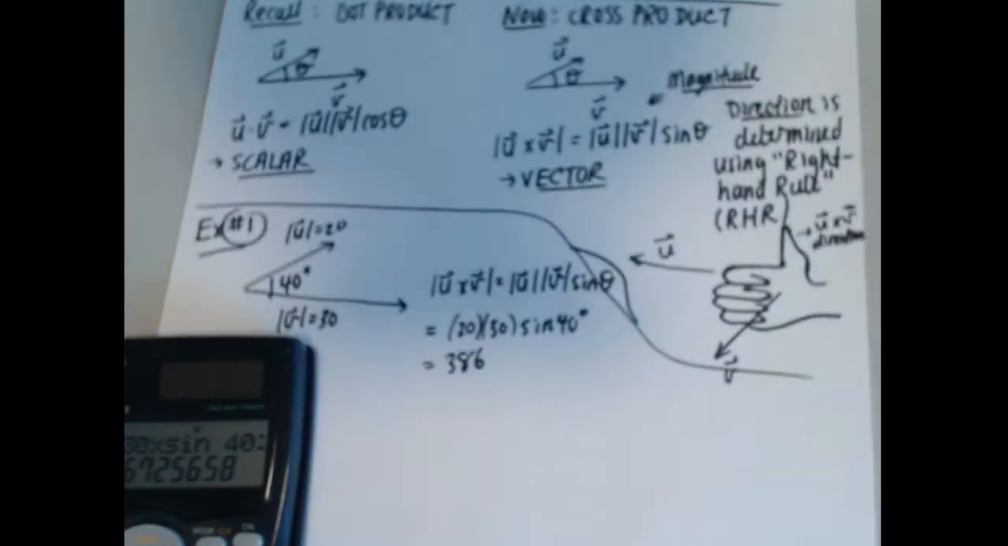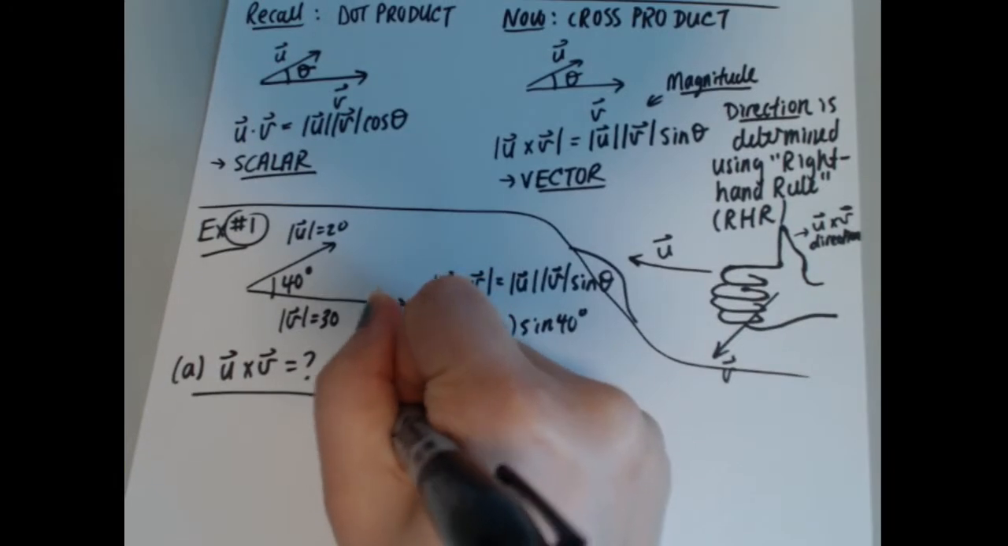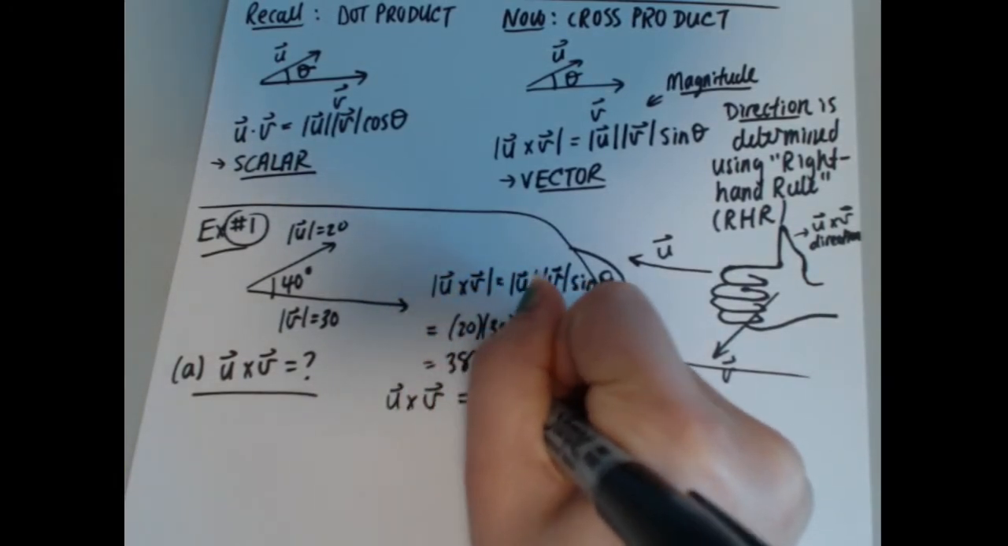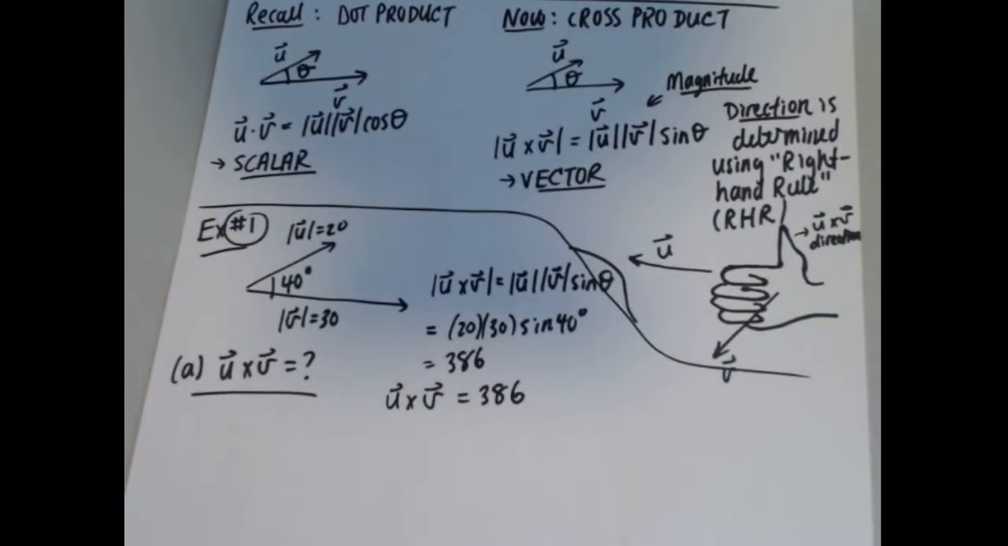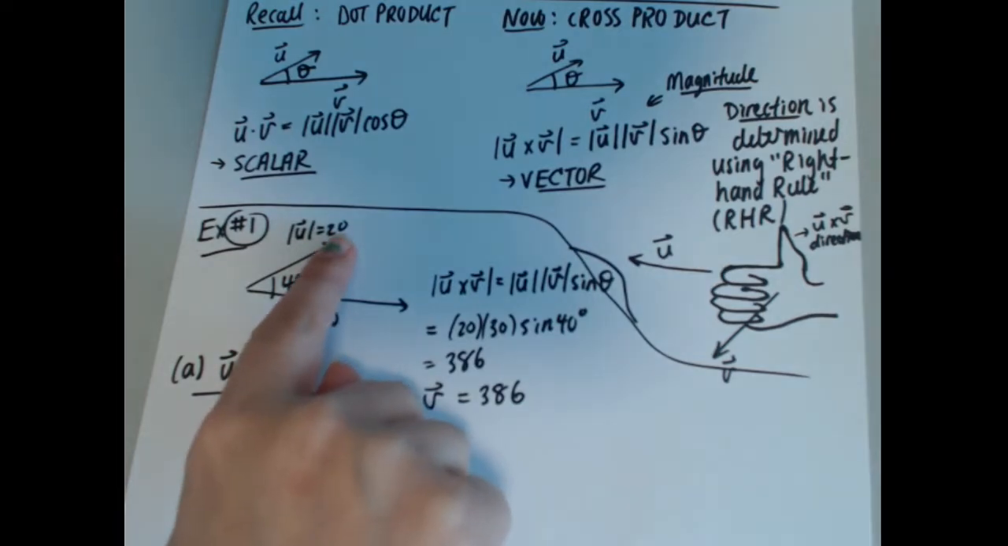386. Okay. Now, I'm not given any units here, so I'm not going to bother with that, but I have to give a direction. So that's the magnitude, now the direction. So now I'm just going to write U cross V without the absolute value symbols. It's 386. The direction, so take your right hand, your right fingers are pointing in the direction of vector U.